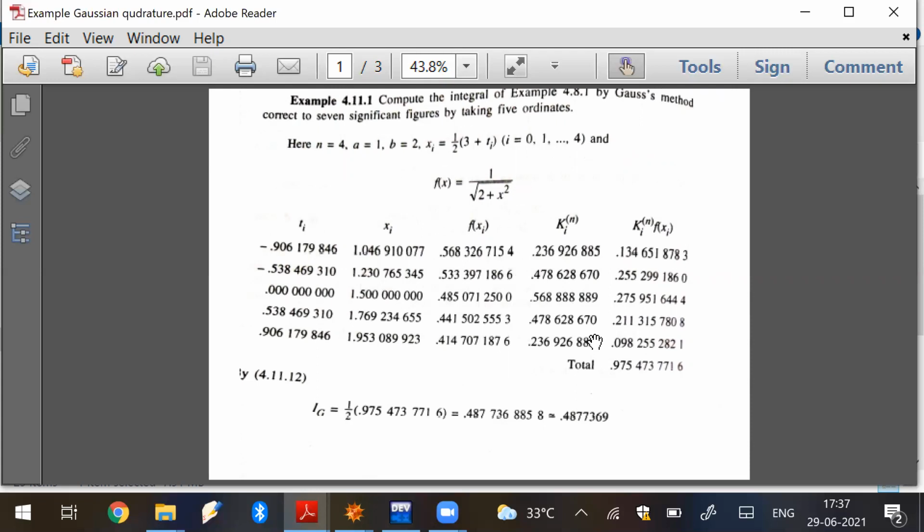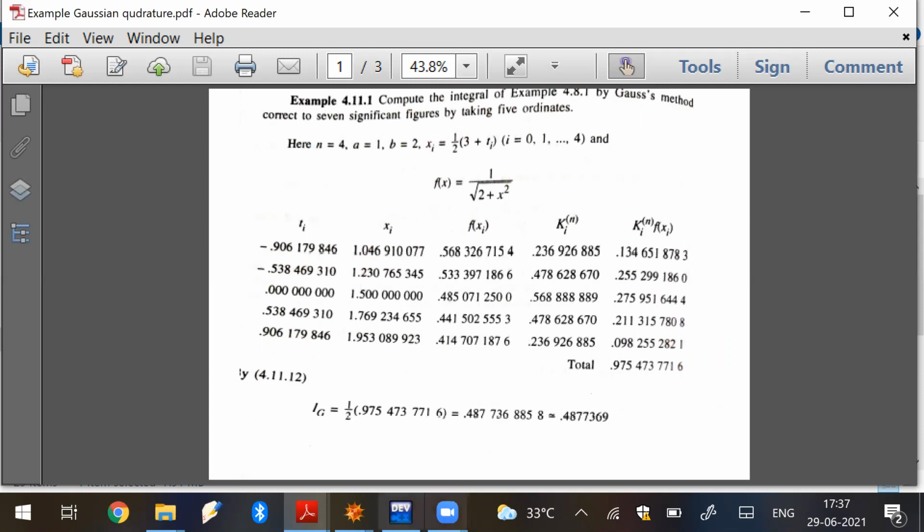So ultimately you have to just calculate f of xi. This and this will be provided, this ti and ki will be provided. You have to find xi, find f of xi, and then multiply f of xi and ki for each i, then add up and follow the formula: half of b minus a into the summation of this, that means the total of this column. So this is the thing we have to put in the C programming.